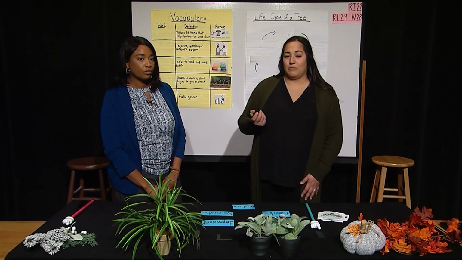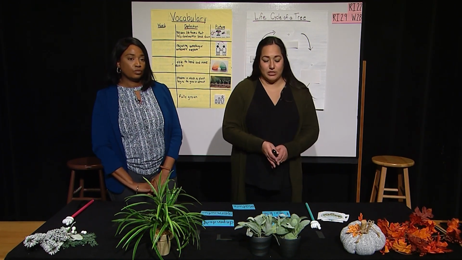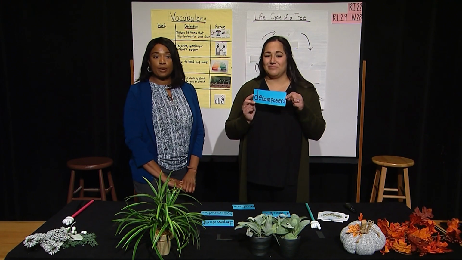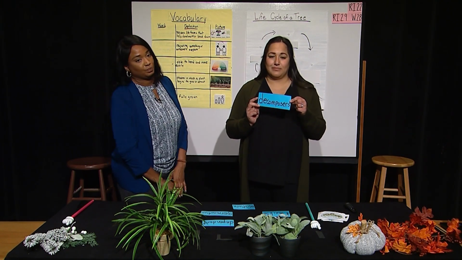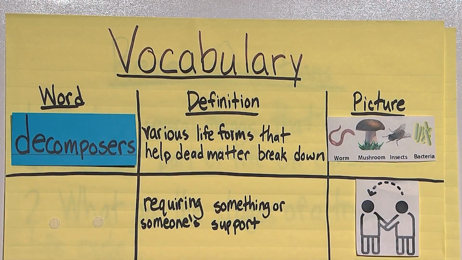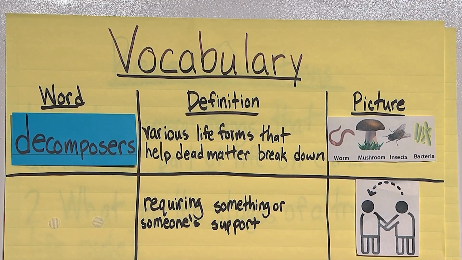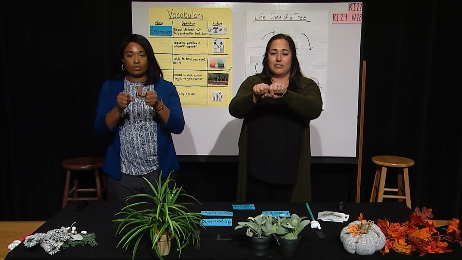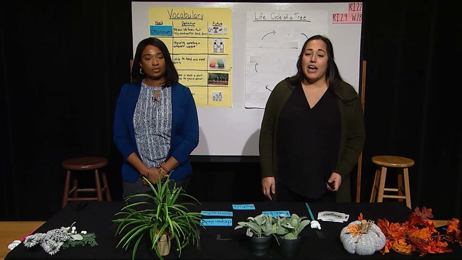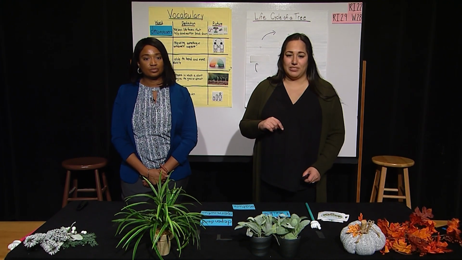I'm going to syllabicate the word, and you can blend it together. Decomposers. What's the word? I heard you. Decomposers. Decomposers is a plural noun. Let's put our word on the chart. So decomposers are various life forms that help dead matter break down. Let's do the hand motion for decomposers. So for example, worms are common decomposers because they help make soil rich in nutrients. What is the word? Yes, decomposers.